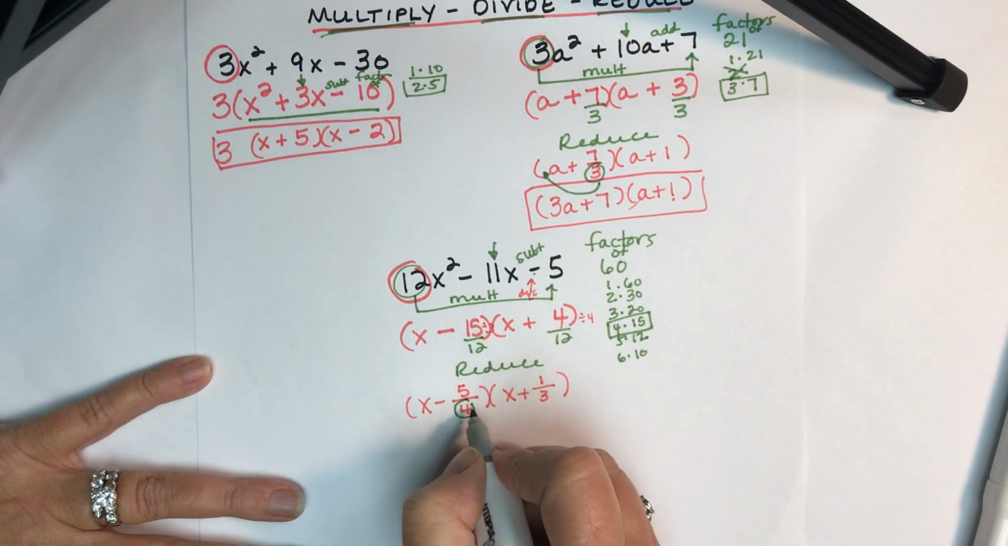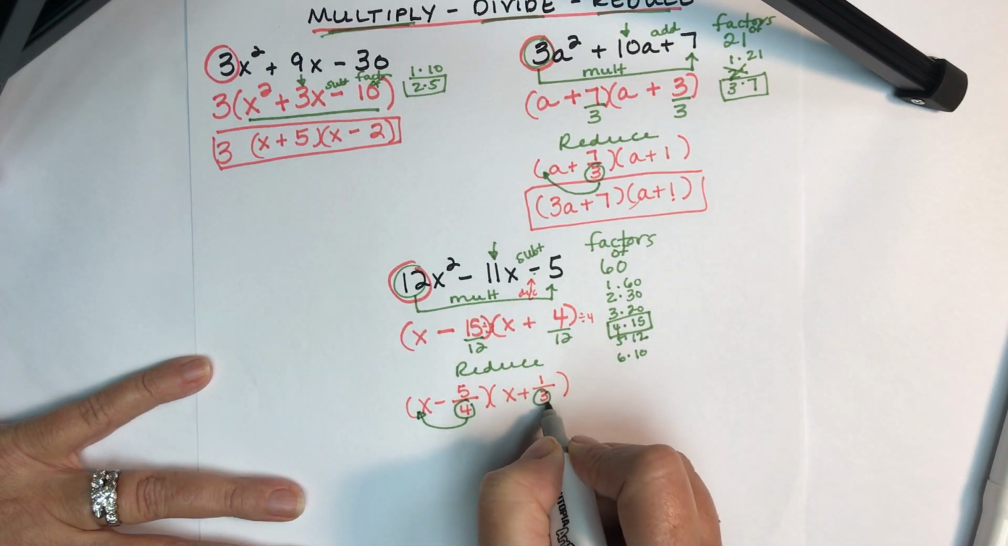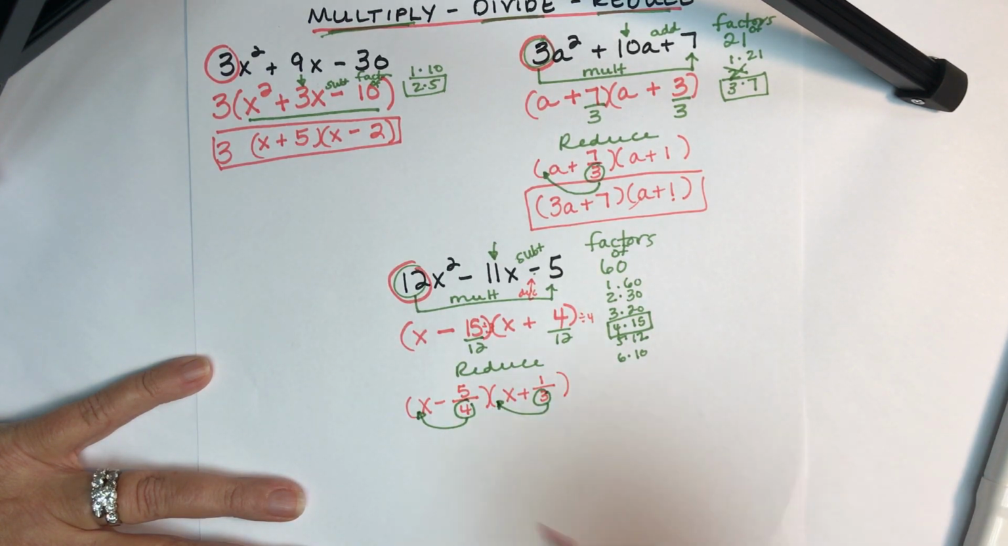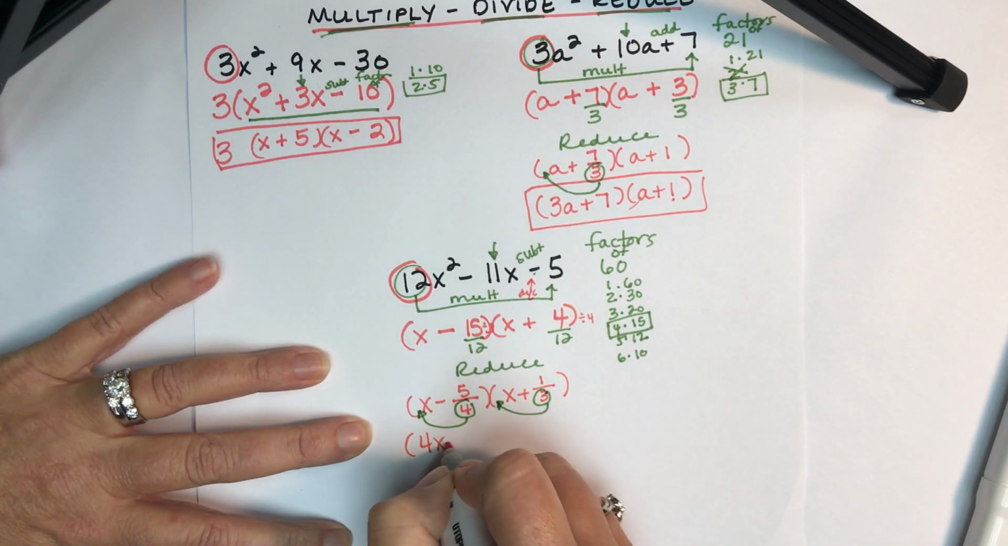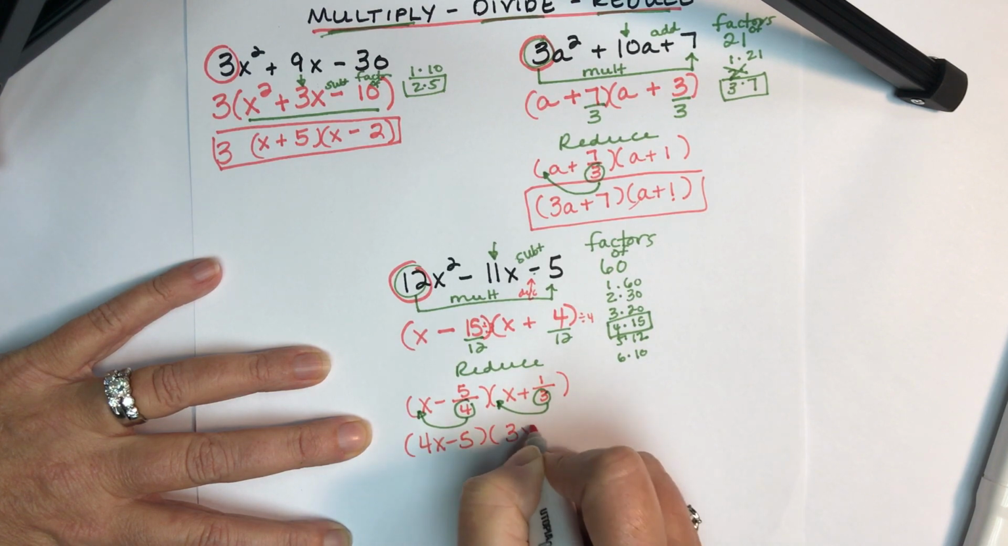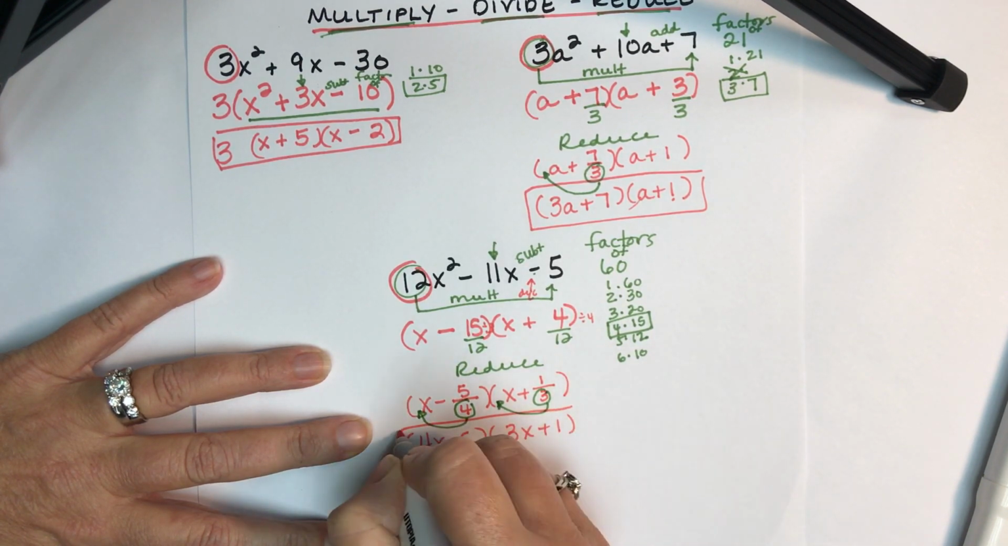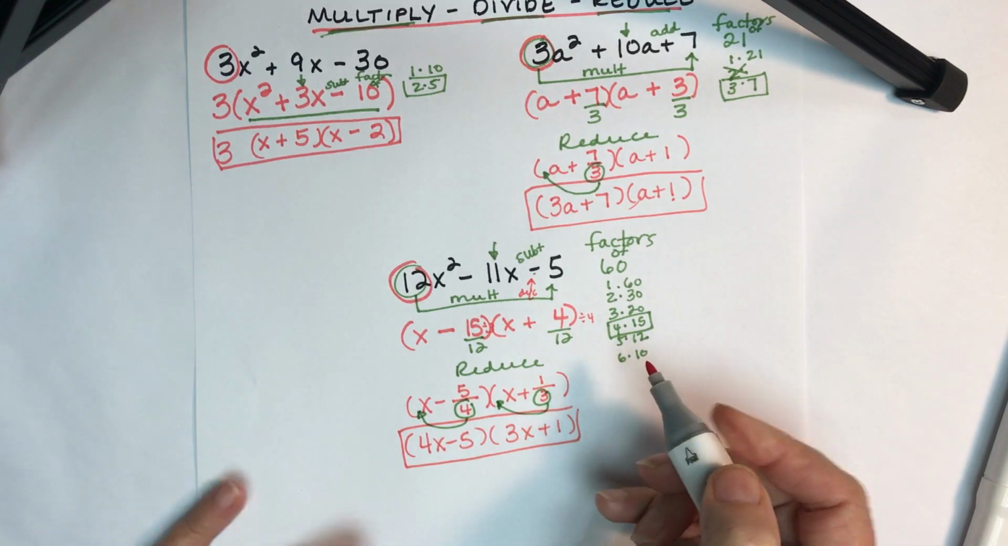And now the last step is to take the bottom number to the front, or the denominator to the front. And so this becomes a 4x minus 5 and a 3x plus 1. And that's your answer. But again, always check yourself.